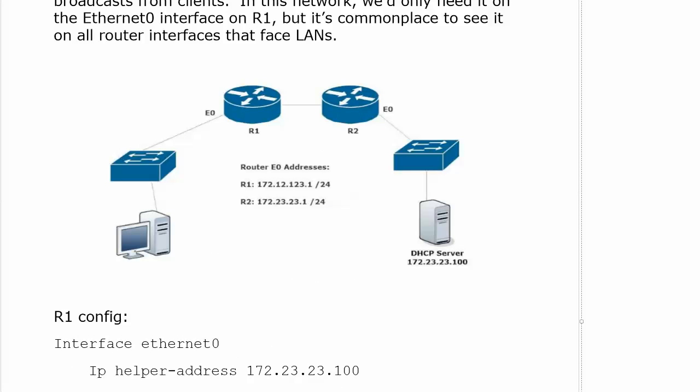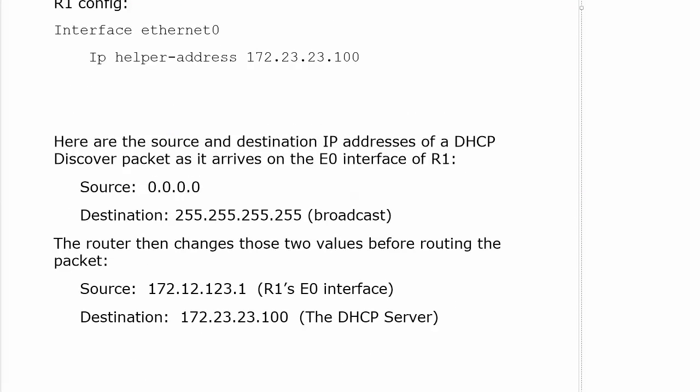It's always going to be all zeros, because this host does not have a source IP address to use as the source. That's why it's going through DHCP in the first place. We also know that the destination address of that message is going to be 255 four times. So the router here, with the IP helper address command correctly configured, is going to change both of those addresses.